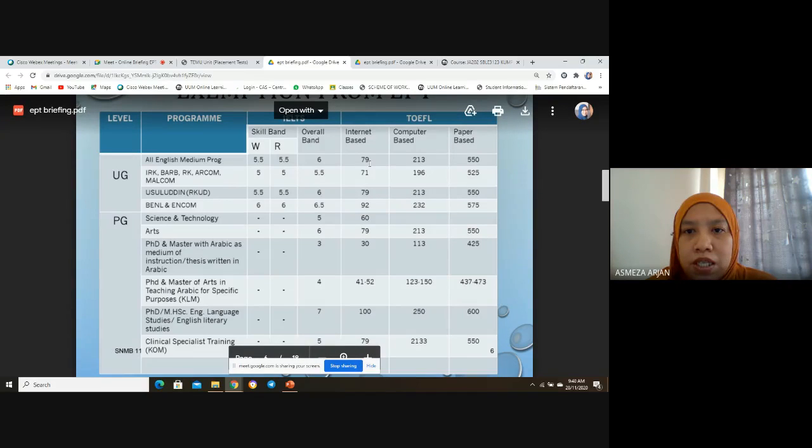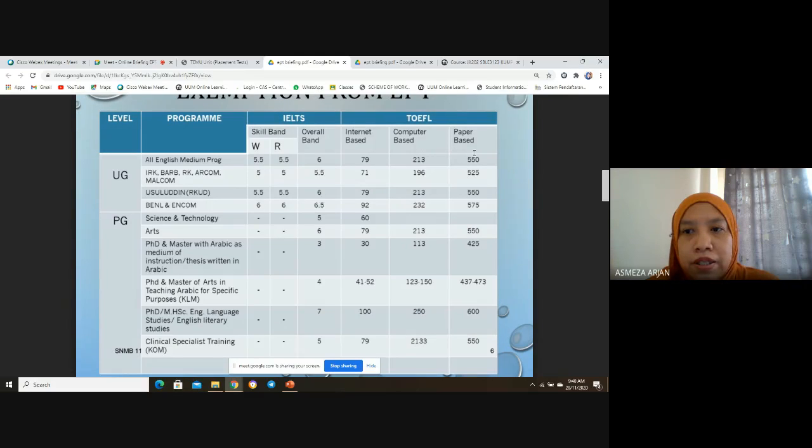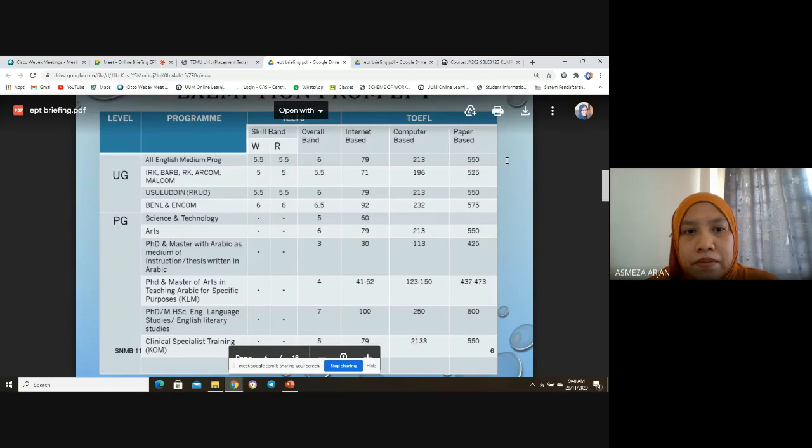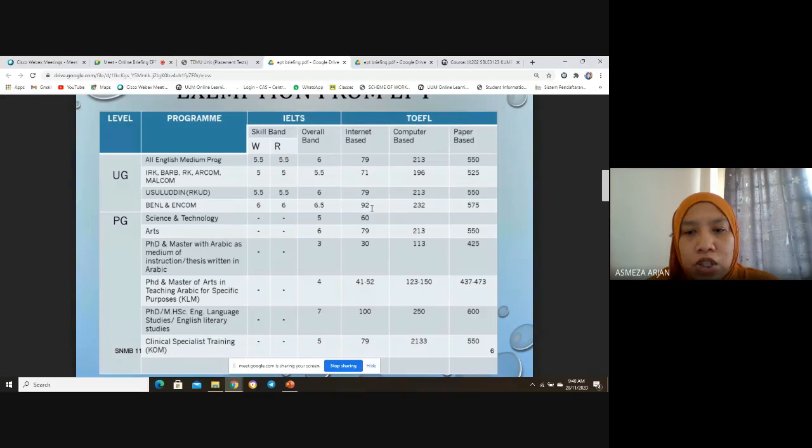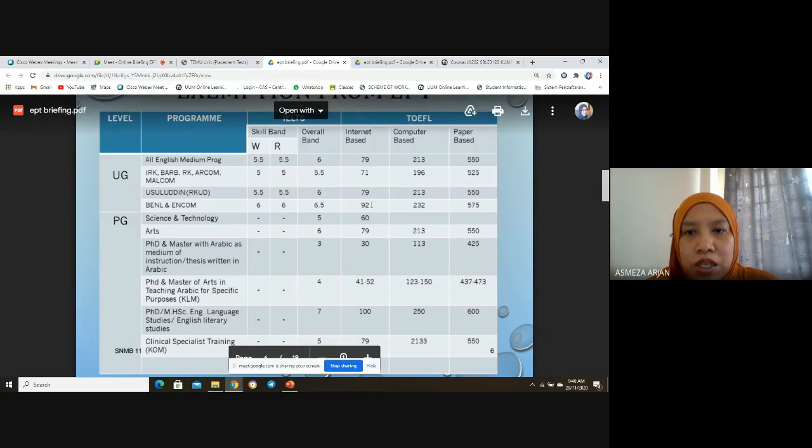If it is internet based, it has to be 79, computer based 213 points, paper based is 550. So this is for the normal program. For the English based programs, it has to be above 92 for internet based, computer based 232, and paper based 575. So these are the requirements for you to be exempted from taking EPT if you have either one of these certificates. Okay, so PG I don't have to explain.